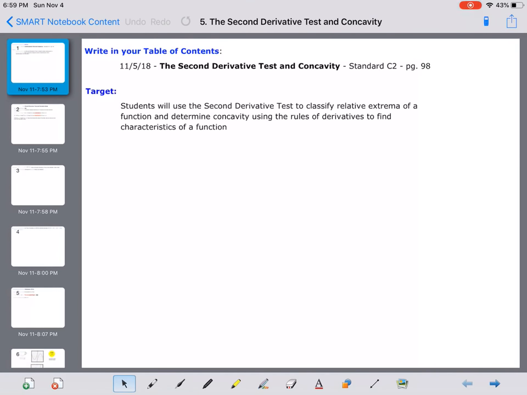Okay, so the target for today is students will use the second derivative test to classify relative extrema of a function and determine concavity using the rules of derivatives to find the characteristics of a function.